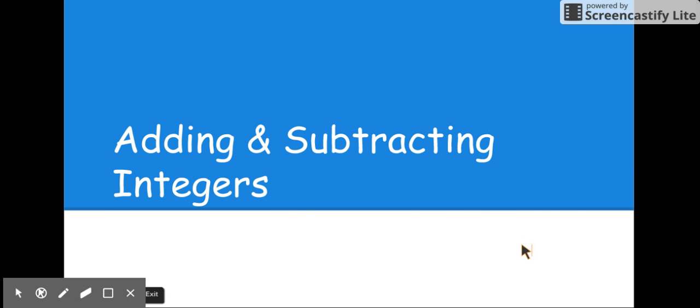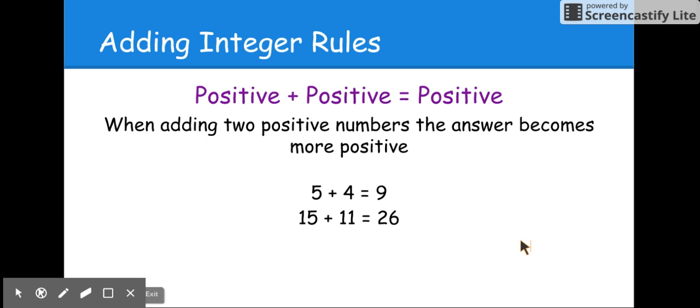Adding and subtracting integers. Adding integer rules. There are some rules that you can follow when adding integers. The first one is a positive plus a positive equals a positive. When adding two positive numbers, the answer becomes more positive. So 5 plus 4 equals 9, and 15 plus 11 equals 26.